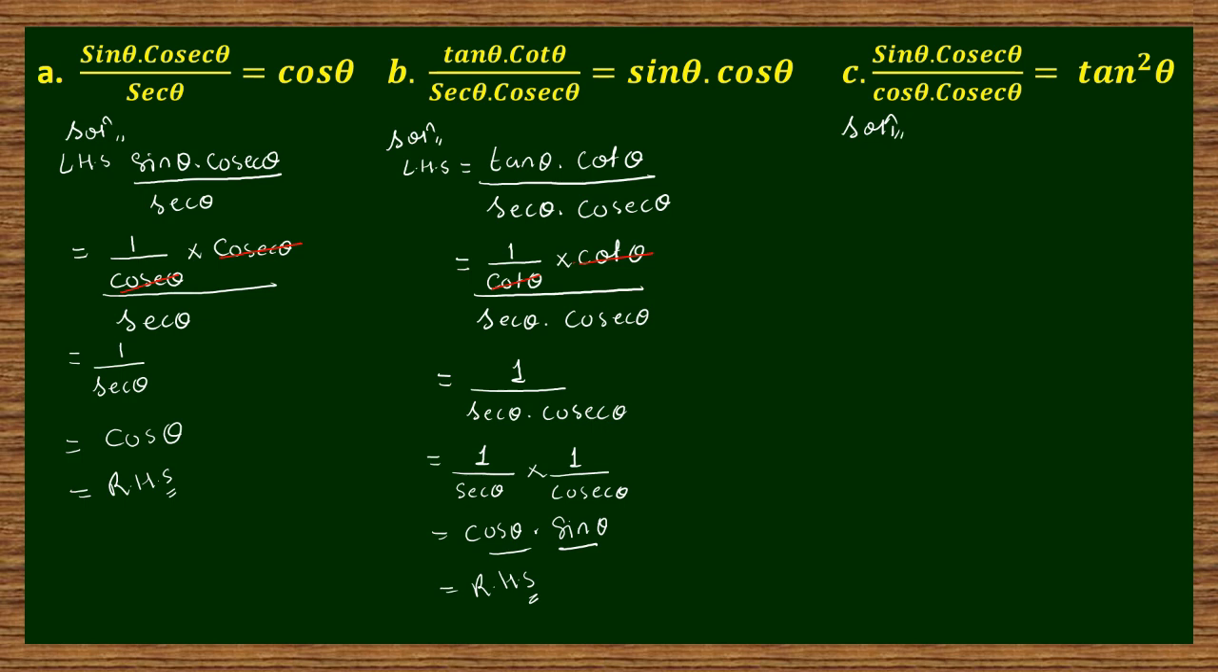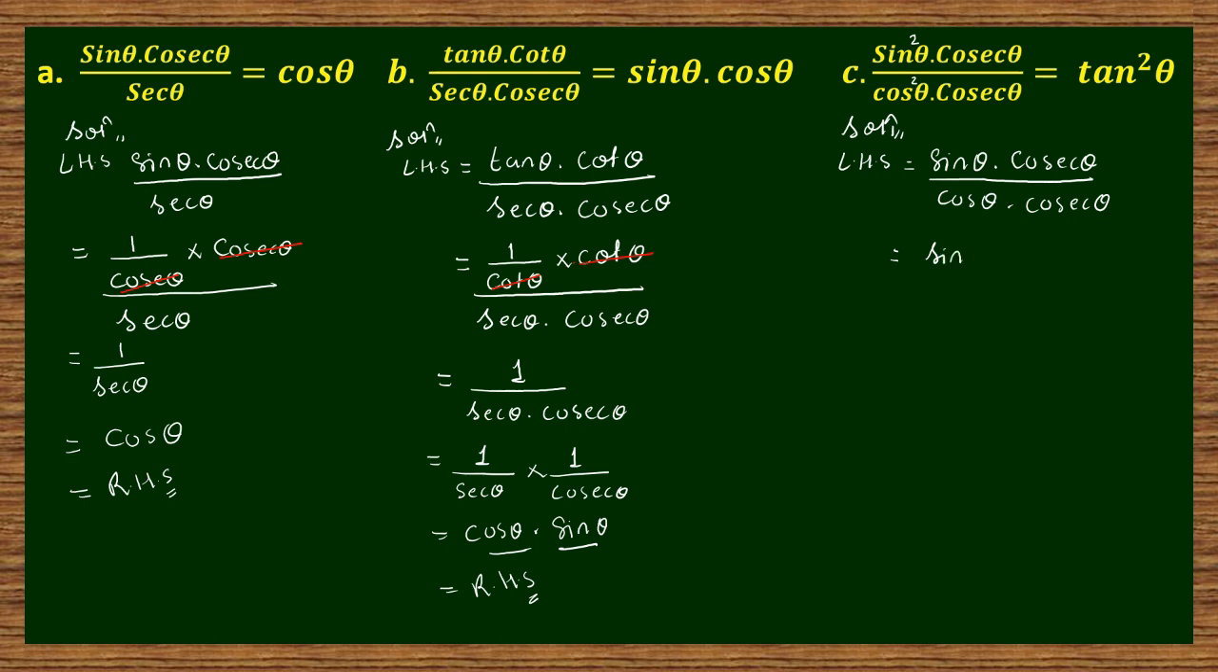We will be doing from LHS. LHS equals, we have sin theta multiplied by cosec theta divided by cos theta into cosec theta. So here, sorry, I have made one mistake over here. We have here sin square theta and cos square theta. We have sin square theta and cos square theta. Okay, so we can solve it very easily.